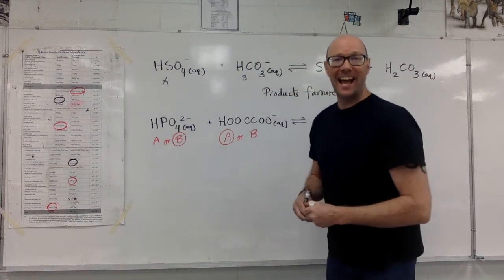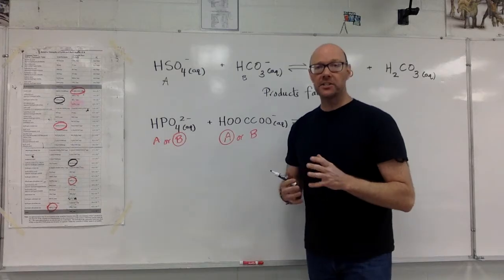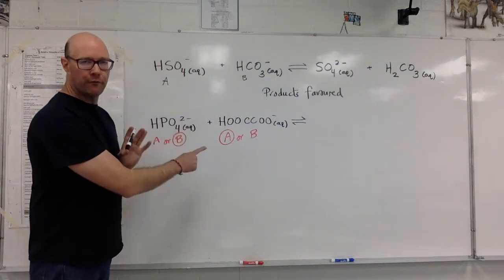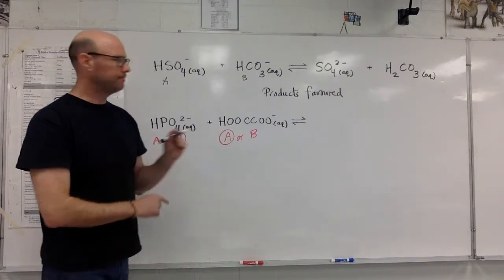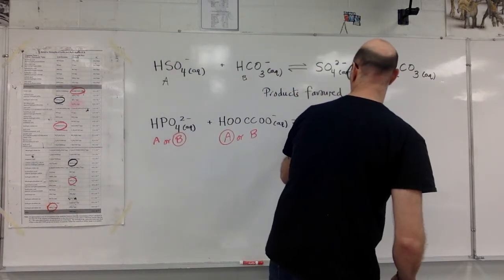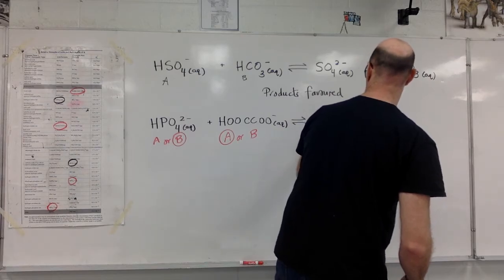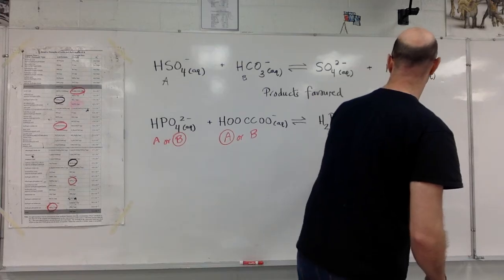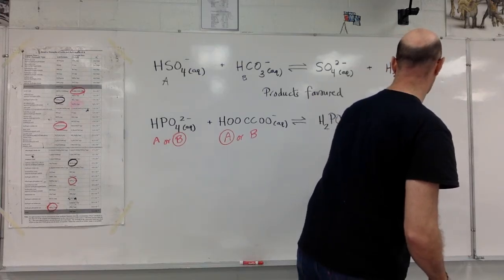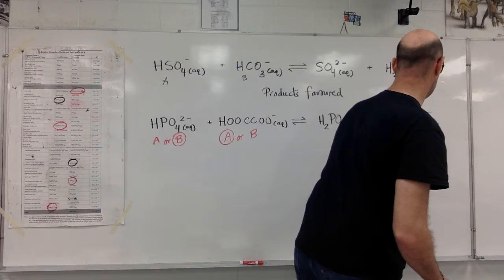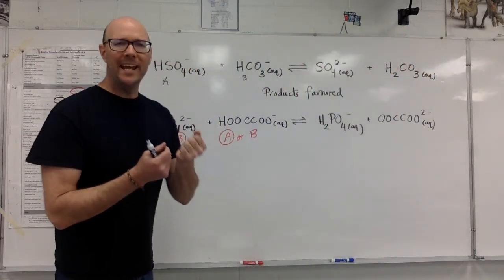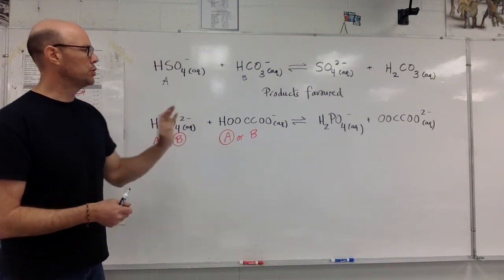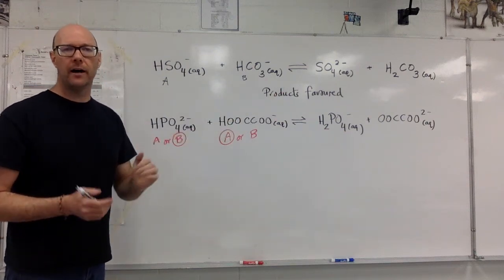Once I've identified the acid and the base, we can go ahead and execute the proton transfer. Let's move an H+ from the acid to the base. This turns out to be H2PO4⁻ and we get the oxalate. We take an H+ from the acid and move it to the base to identify the products of this reaction.